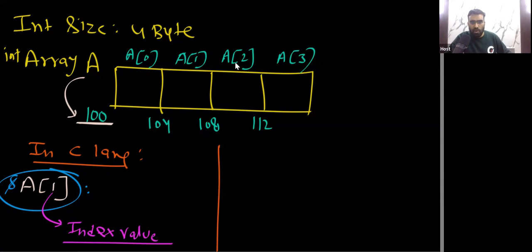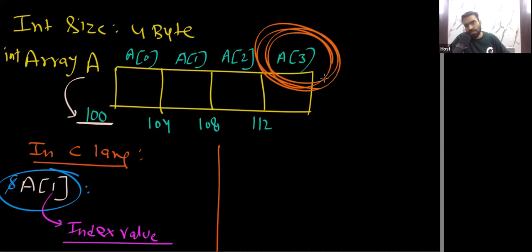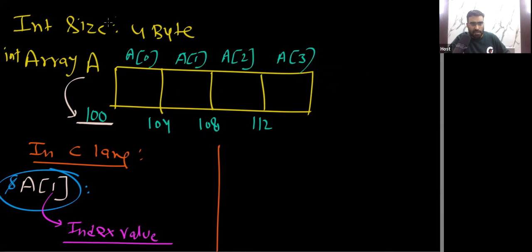The index value of this element is 4 or 1 in the C language. That is 1. Tell me the index value of this, is that 3 or 12? That is 3 in the C language, right? Yes or no? So if I ask you the address of A1, you will say 104.